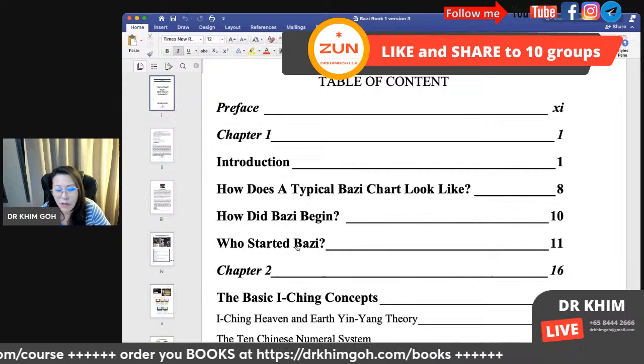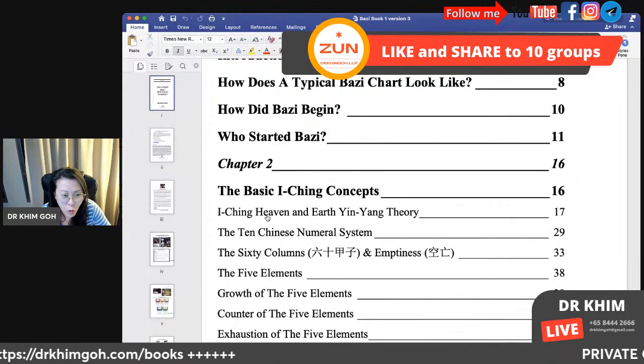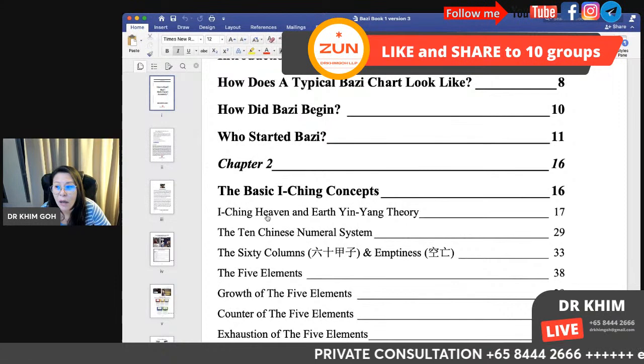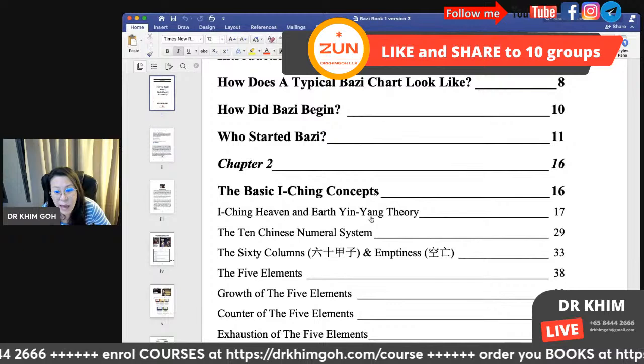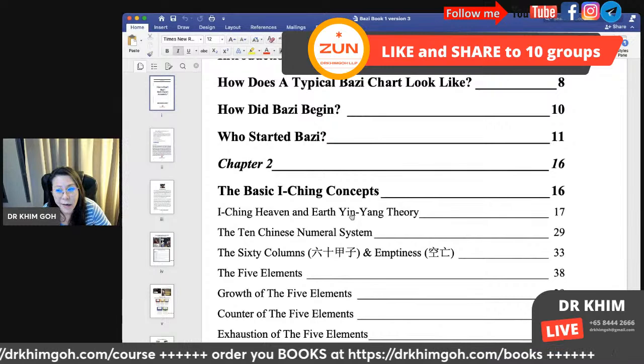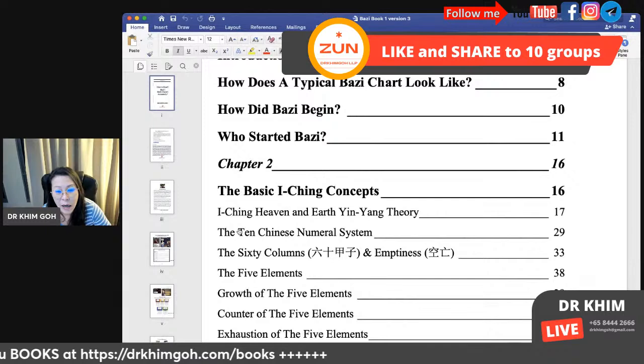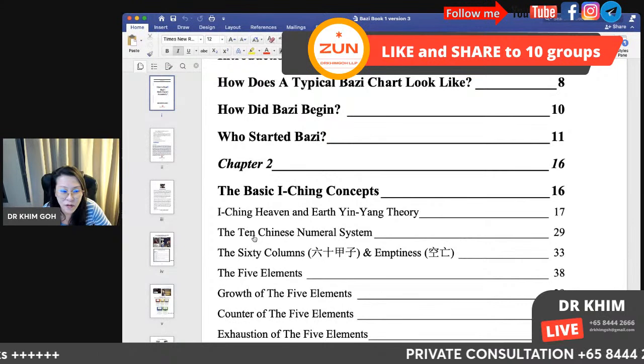Then after that, we'll explain to you why you must know heaven and earth, because if your foundation is not strong, then a lot of Bazi you cannot read properly. So you must understand why you need the heaven, why you need the earth, why there's the yin, why there's the yang, why all these things are in the Bazi structure, and how it impacts your reading. Then also it will explain the 10 Chinese number system to you, which is the Jia Yi Bing Ding Wu Ji Geng Xin Ren Gui.